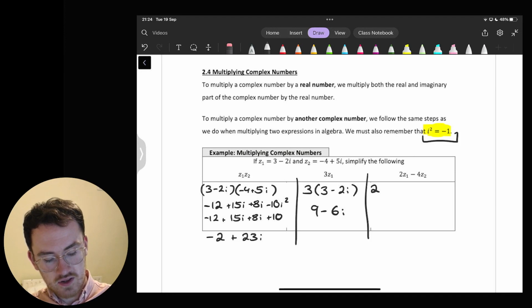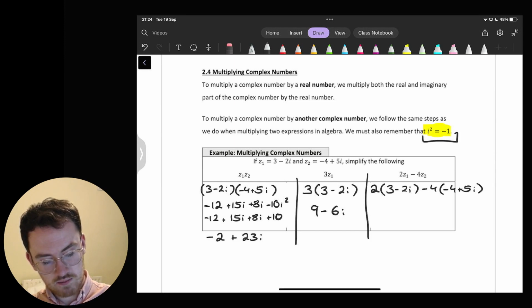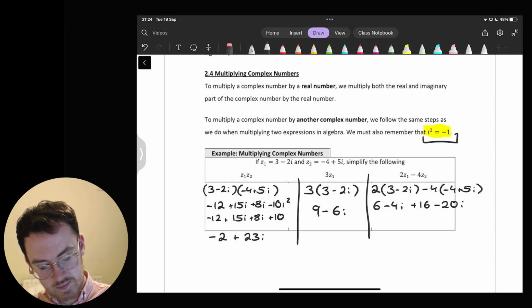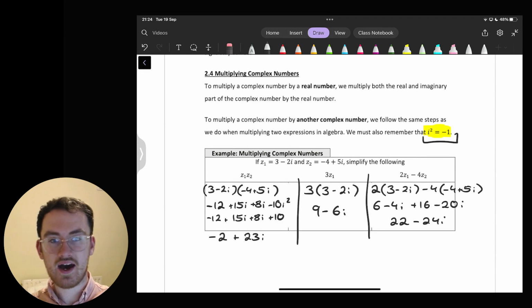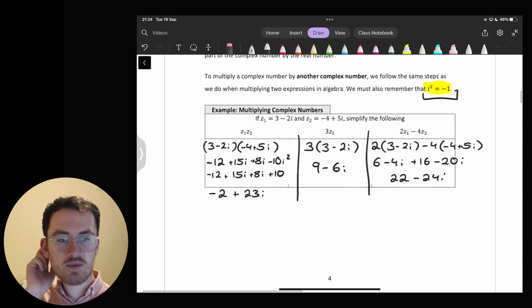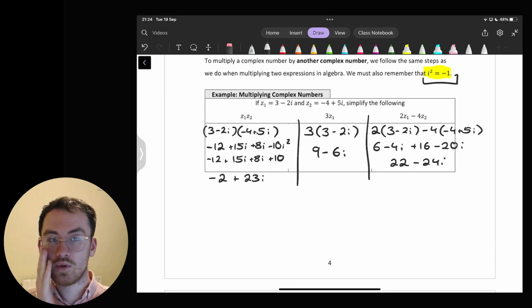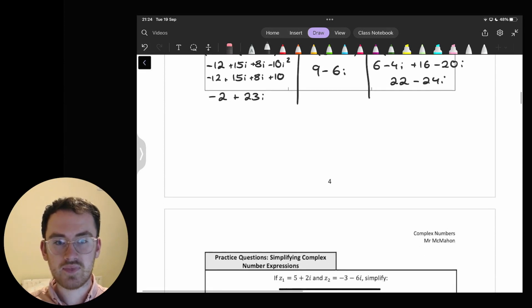Looking at this part here, then 2z1, so 2 times 3 minus 2i minus 4z2, filling in those values, multiplying out: 6 minus 4i plus 16 minus 20i. And again, simplifying as best we can, we get 22 minus 24i. Okay, so as I say, just applying it the same way we would if we were multiplying terms in algebra.